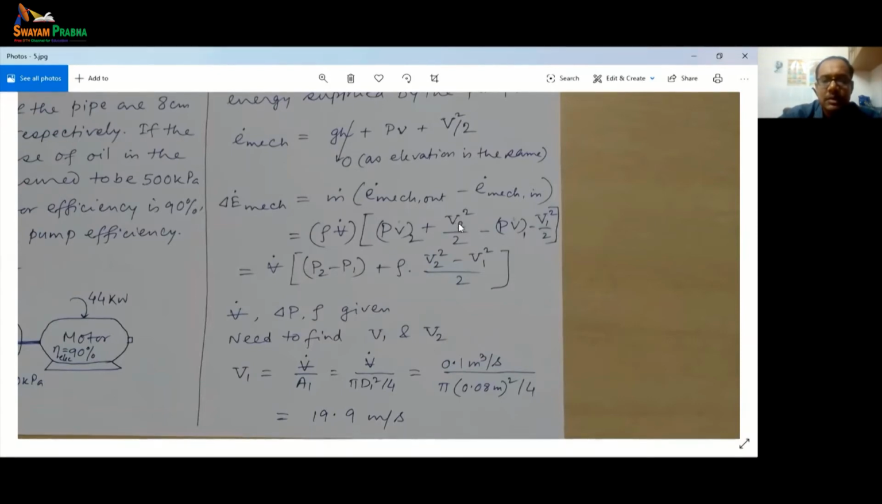plus velocity 2, that means outlet velocity squared by 2, minus the inlet condition, that means pressure and specific volume multiplied at inlet condition 1, minus the velocity 1 squared by 2. Okay, so we have just put the formula for this mechanical energy content of the flow.